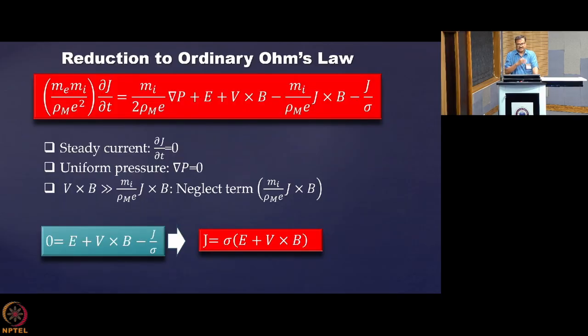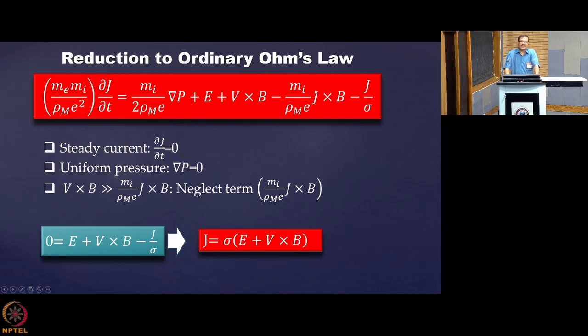Now coming to the reduction, whether we can reduce it to the ordinary Ohm's law. Now you see that suppose we are having a steady current in a plasma, so there is no variation of this current density, so you are getting this term del J del t equal to 0. So this term is 0. Then suppose you are having a plasma which is at uniform pressure. It is quite possible in many plasmas where the gradient in pressure is 0, and then this term goes, and then what you are having is that V cross B is much greater than mi by rho m e into J cross B.